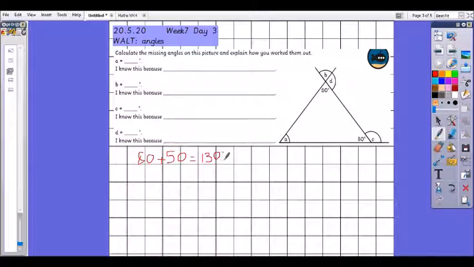So I know that in my triangle I already have 130 degrees, but I want 180. That means A equals 180 take away 130. If I count on from 130 to 180, 130, 140, 150, 160, 170, 180, I know that there are 50 degrees remaining. So angle A is 50 degrees.